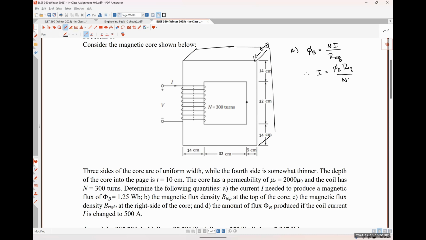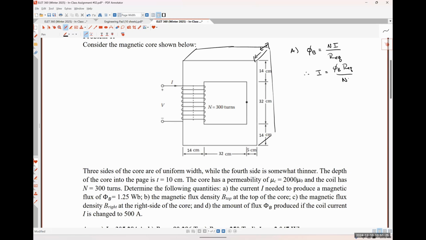So, anybody have any thoughts? Just use that formula that we just had for our equivalent. No. So we can't quite use that because our cross-sectional area isn't constant around the whole thing, right?